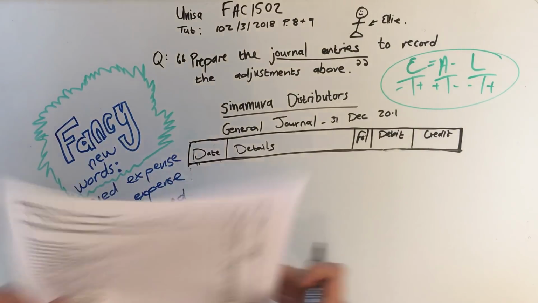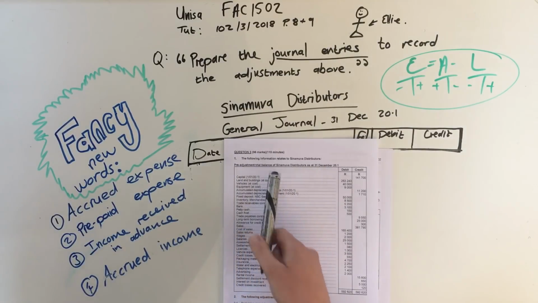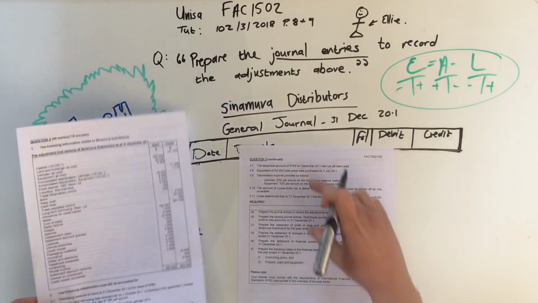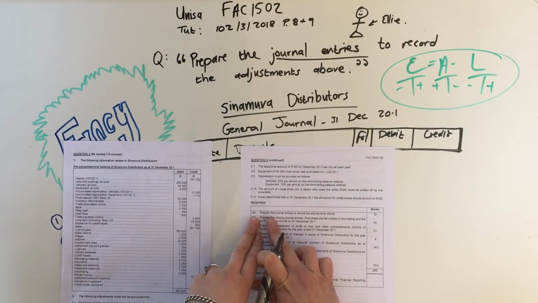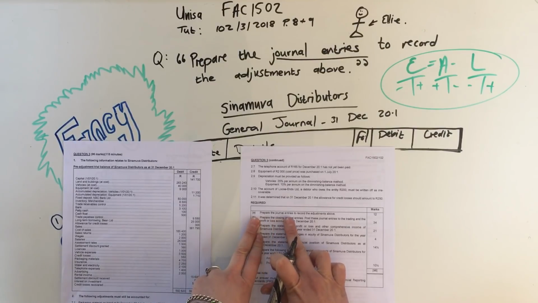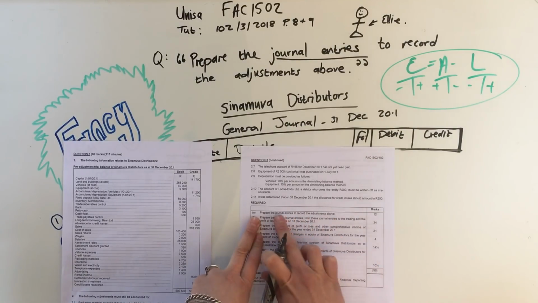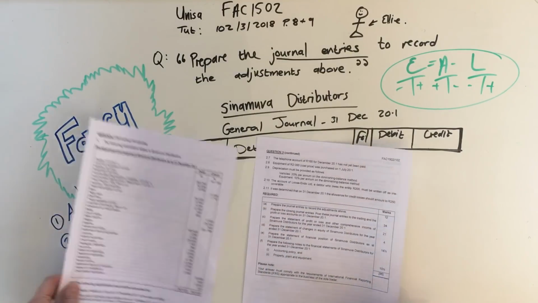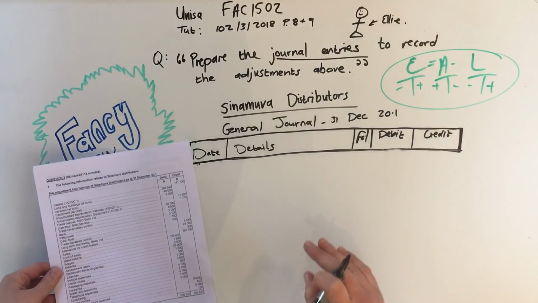So what you will probably get in your exam paper is the pre-adjusted trial balance. And they give you lots of stuff that hasn't been recorded in the trial balance. And then the first bit of the question says, prepare the journal entries to record the adjustments above. Okay, prepare the journal entries. So if they want you to prepare journal entries, you do that.